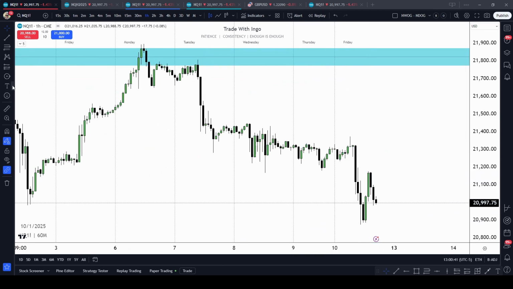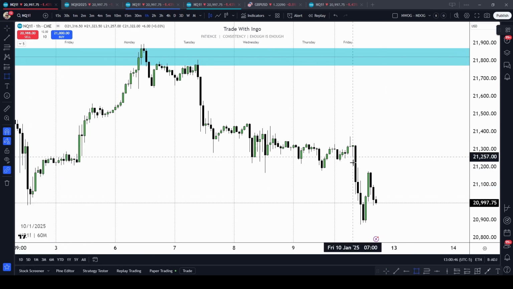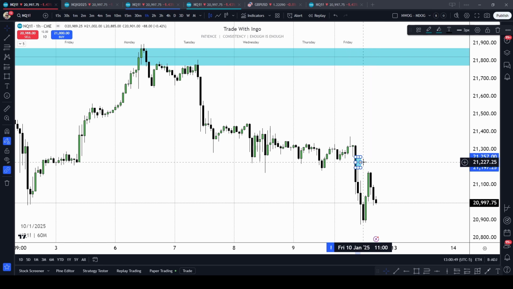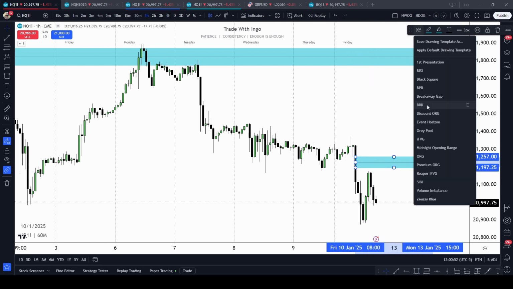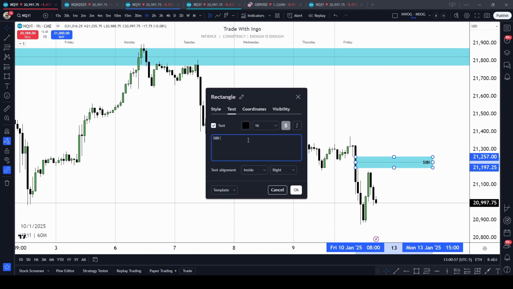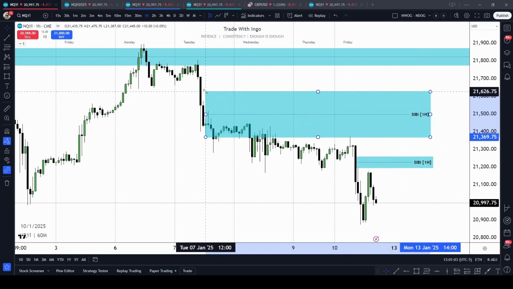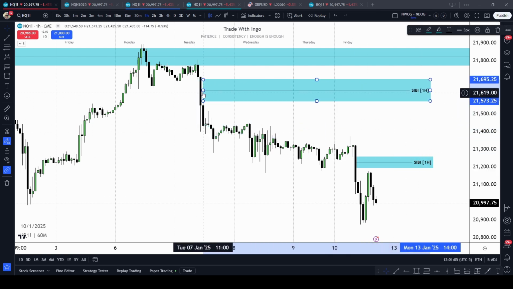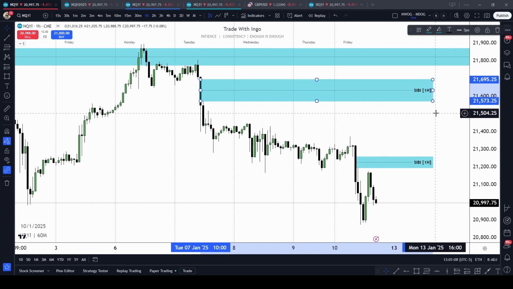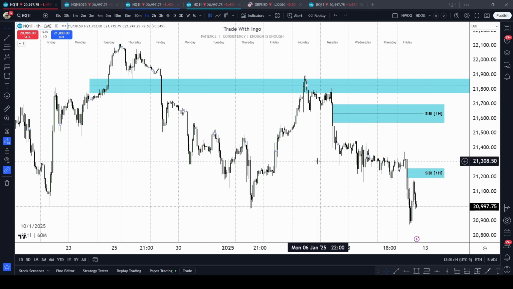So if price is bearish, I am monitoring these SIBIs as well. Over here, a beautiful one where price didn't trade into yet. Like this. And this. This can be traded too, but yeah, we're gonna see how Monday opens up, and let's see if we can manage to make some money during this week.